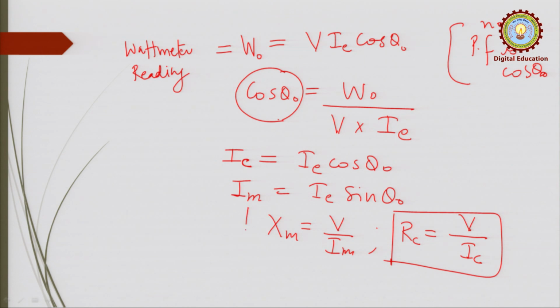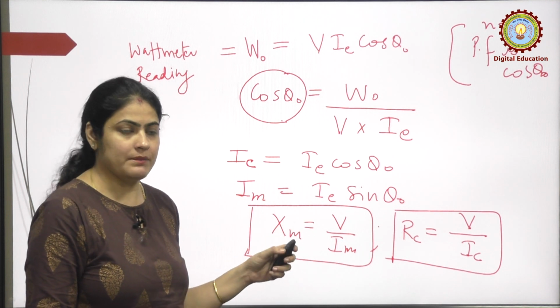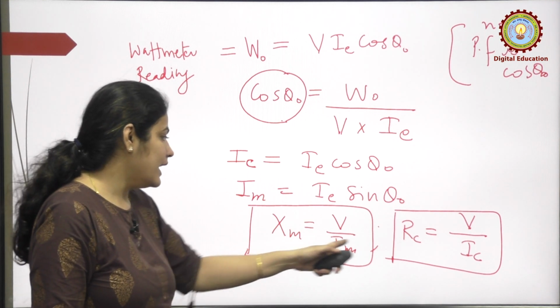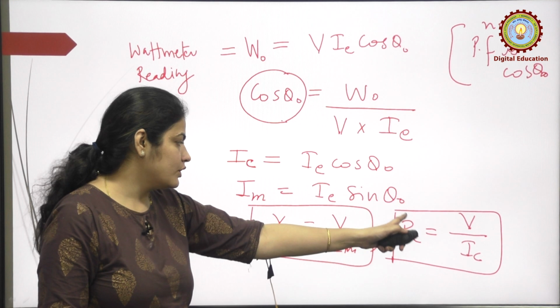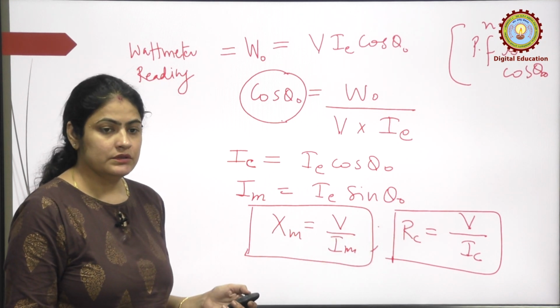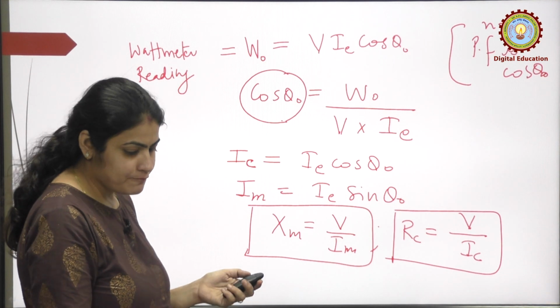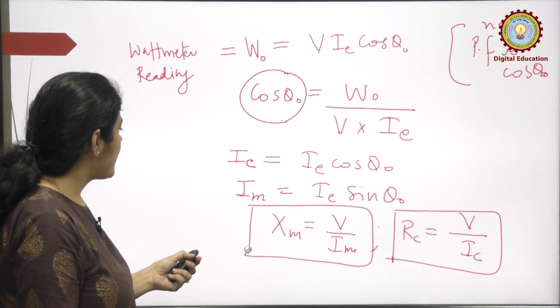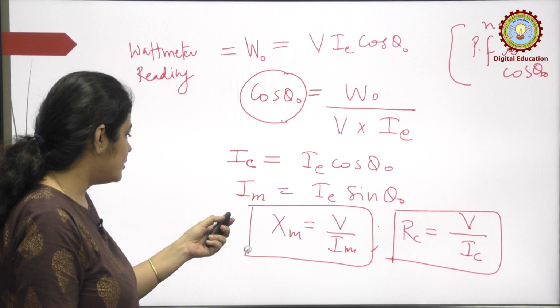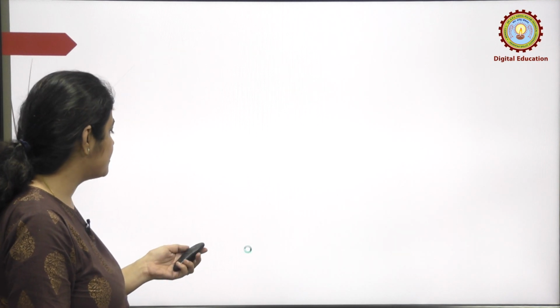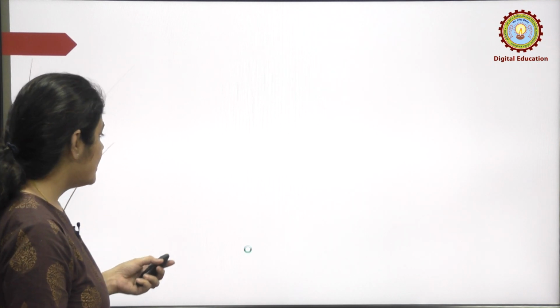So from the open circuit test you will find the no load branch parameters, that is Xm and the core loss component. Xm is equal to V by Im and Rc is equal to V by Ic.